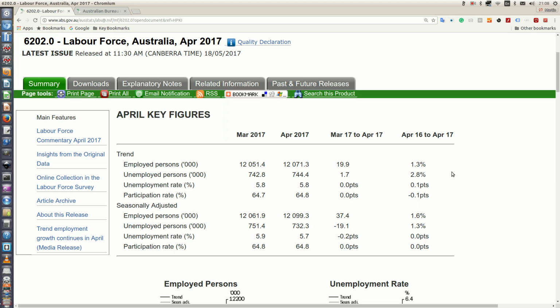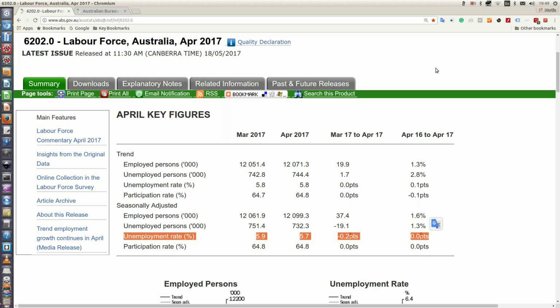So in May, I was watching the Australian Broadcasting Corporation report that the seasonally adjusted unemployment rate had dropped by 0.2%. So if we look at what the Australian Bureau of Statistics published, it went from 5.9% to 5.7%. Unfortunately, they did not mention anything about sampling error.